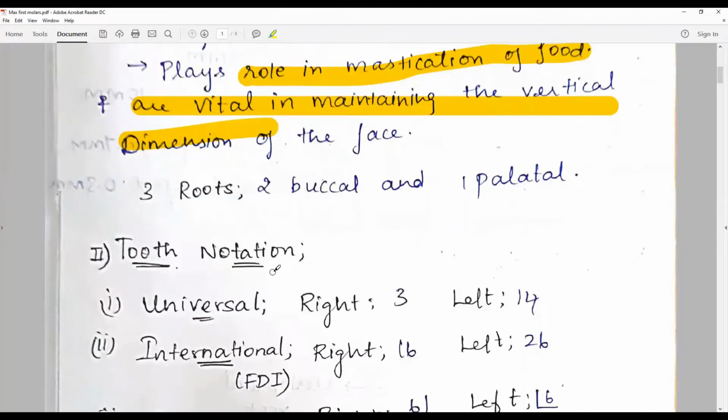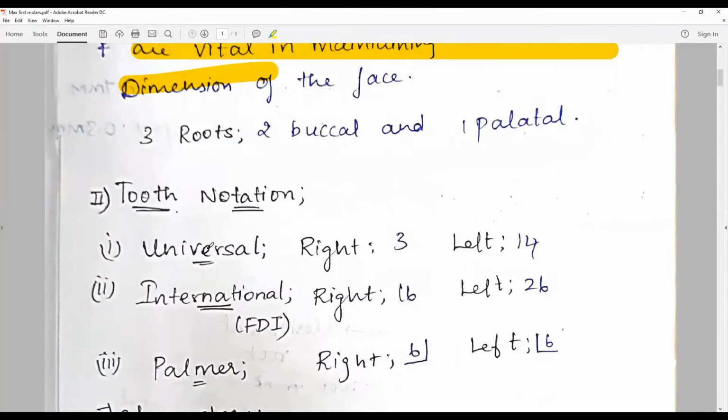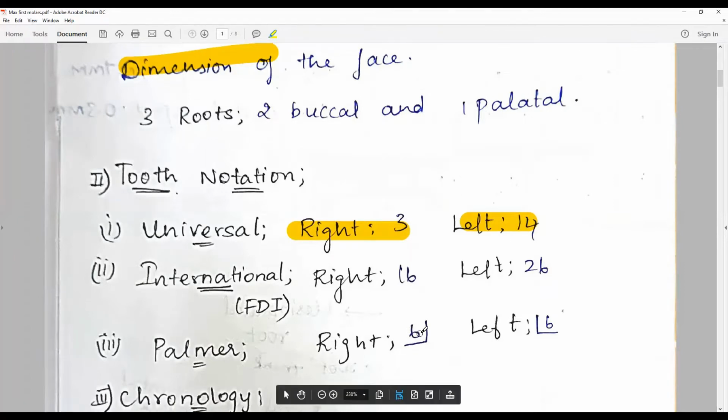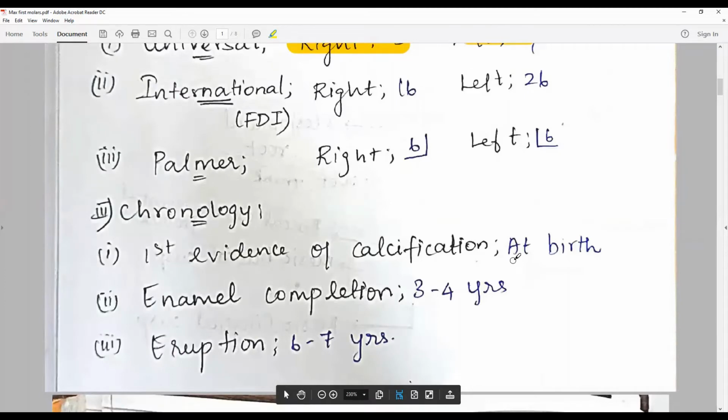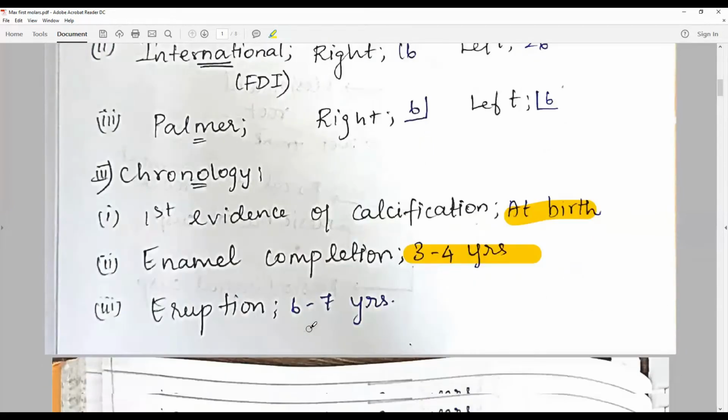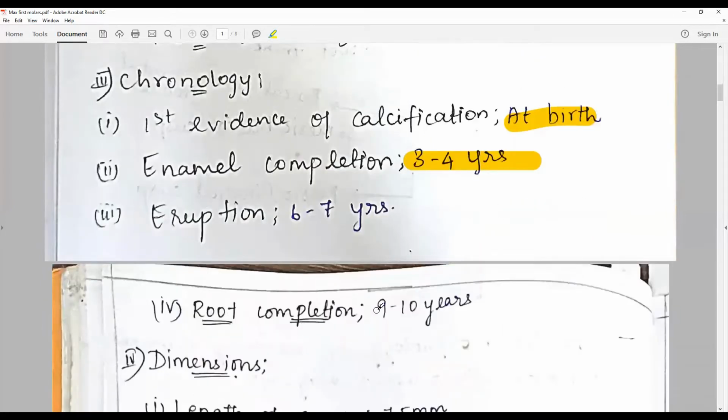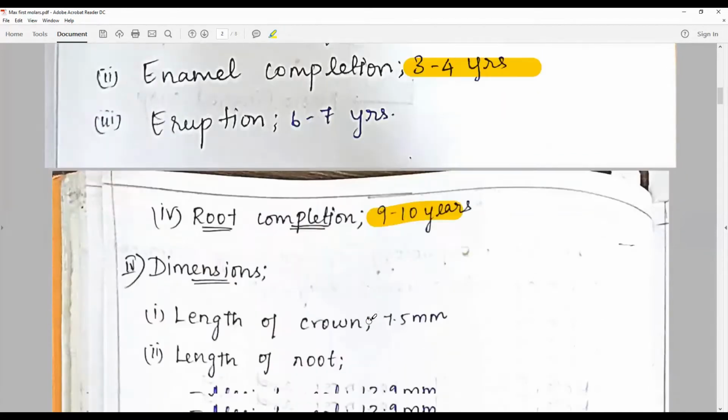Okay, so the tooth notation, how it is named. Under the Universal system, the right side it is called 3, left side it is 14. International FDI it is 16 and 26. Palmer notation 6 and 6. Chronology: the first evidence of calcification is at birth. Enamel completion occurs by 3 to 4 years, eruption occurs at 6 to 7 years, and root completion of the maxillary first molar takes up to 9 to 10 years.